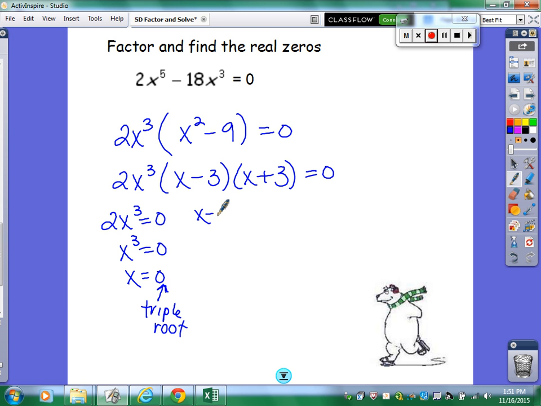Here we get x minus 3 equal to 0, x plus 3 equal to 0. So x is equal to 3 and x is equal to negative 3. So we're getting our 5 because, like I said, this is a triple root. So 1, 2, 3, 4, 5. The solutions are negative 3, 0, and 3.